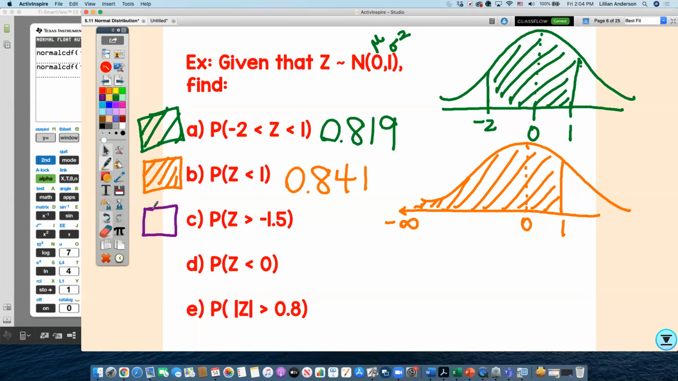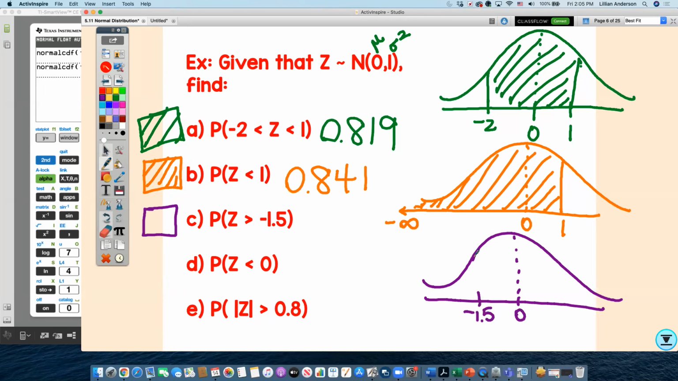Let's do the next one. Mean is still 0, but this time I'm doing Z is greater than -1.5. Is -1.5 to the left of the mean or the right of the mean? On the left. And when I shade, am I shading to the left of that value or the right? To the right, because it's greater. And again, drawing these normal distribution curves suffices for your work.